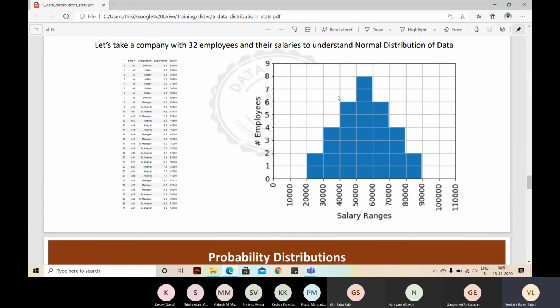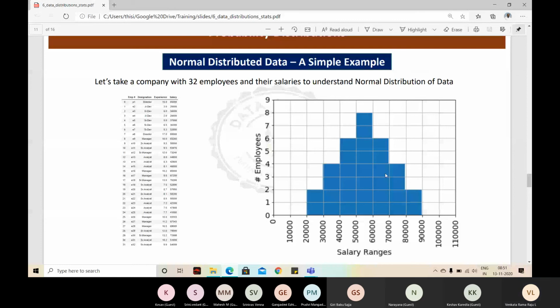If you look at this, it is actually forming a bell curve. Do you agree that is a bell curve? Yes. Right. So I can say the data is normally distributed. What data is normally distributed here? I am saying data is normally distributed, right? What data is normally distributed?